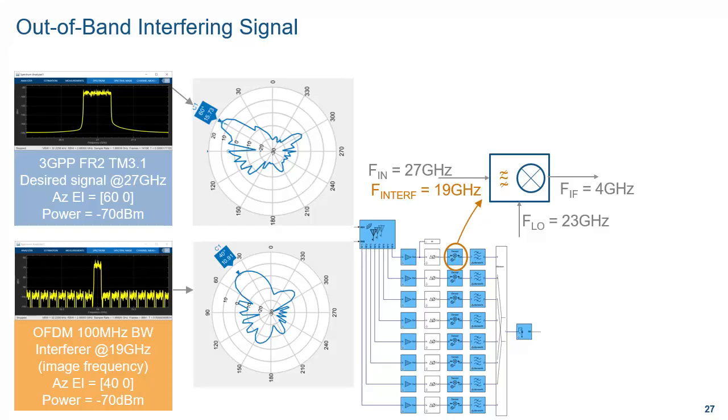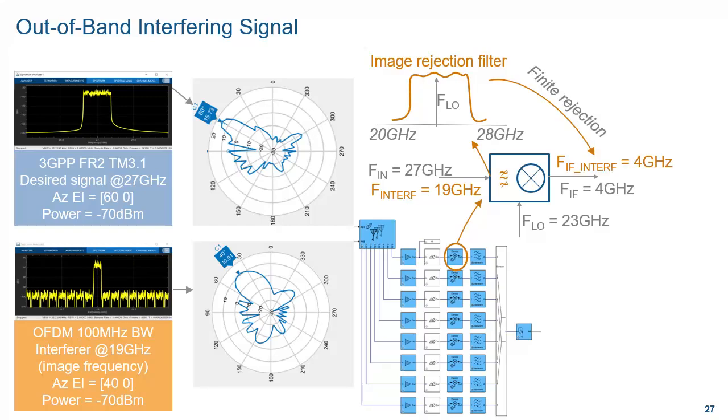Similarly, 19 GHz is the image frequency for our demodulator. So when 19 GHz mixes with a local oscillator of 23 GHz, it also downconverts to 4 GHz, that is our intermediate frequency. In other words, the interferer signal gets downconverted straight on top of our desired signal. Of course, the demodulator has an image rejection filter, but because the receiver is wideband, the rejection of the filter is finite, which means that part of the interfering signal will still map onto the desired bandwidth.